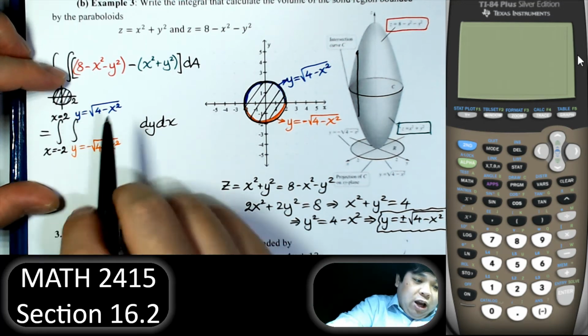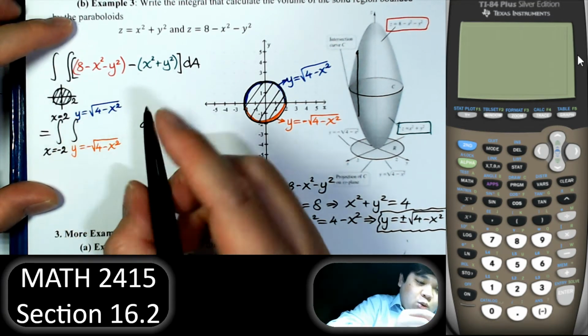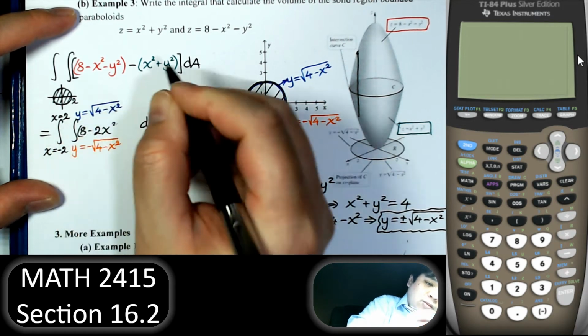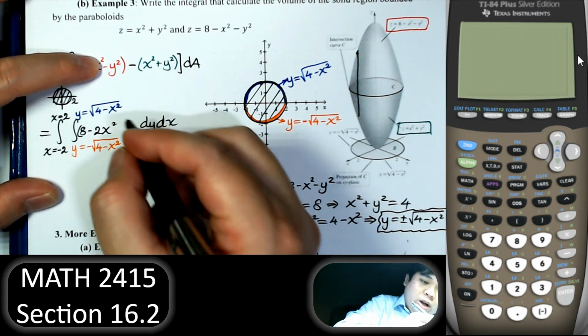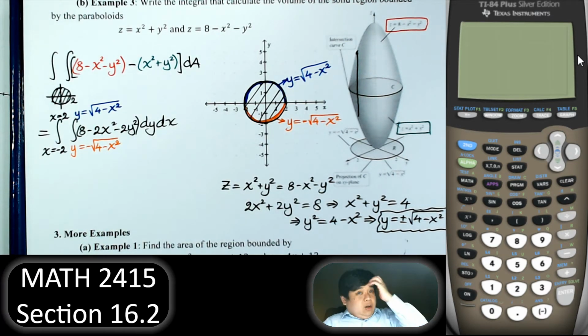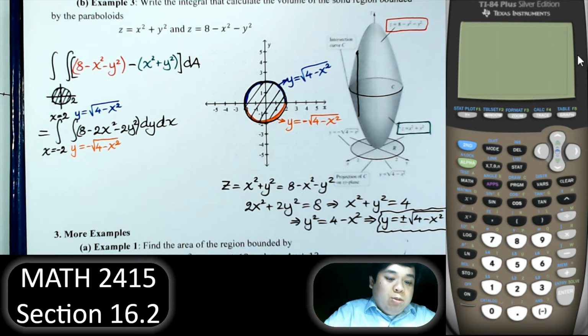Right, the inside we have 8 minus x squared minus y squared minus x squared minus y squared, so 8 minus 2x squared minus 2y squared. Let's just set up the integral as so. We just leave it at that.